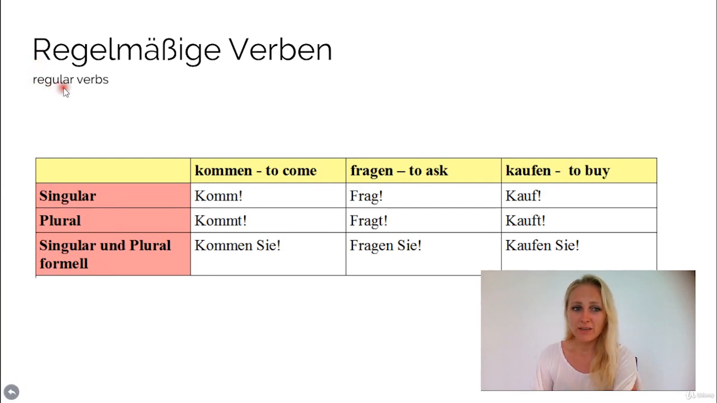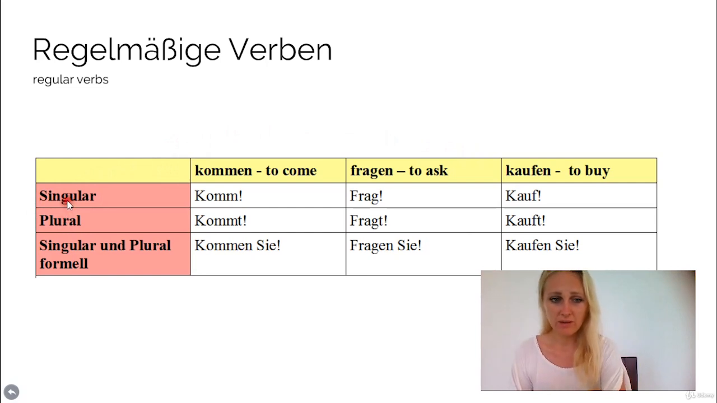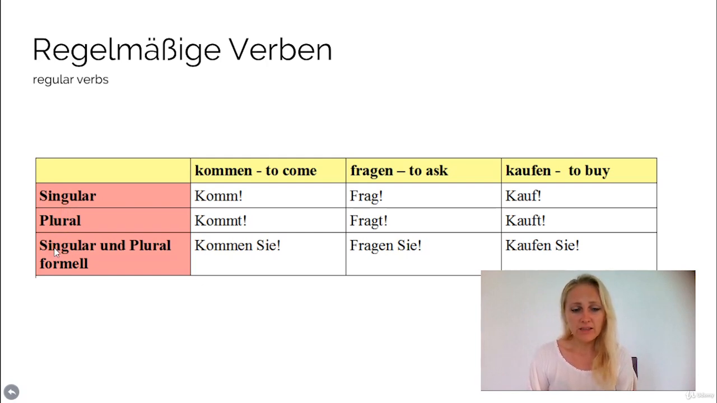This is here for regular verbs, for regelmäßige Verben. Now, let's have a look at the chart here. Here you have the singular form, the plural form, both informal, if you talk to somebody with du or ihr, and singular and plural in the formal way. It doesn't matter whether you talk to one person or to several people in the formal way, the imperative form is the same.